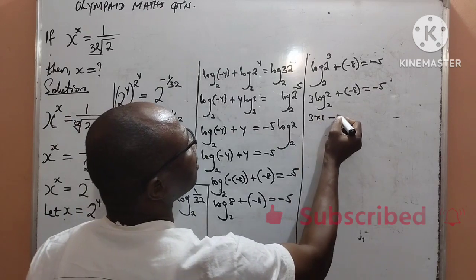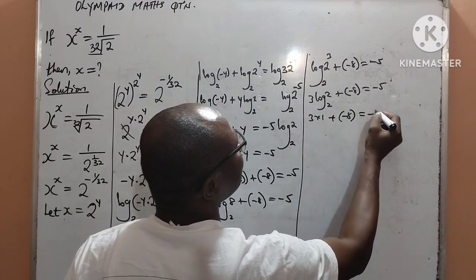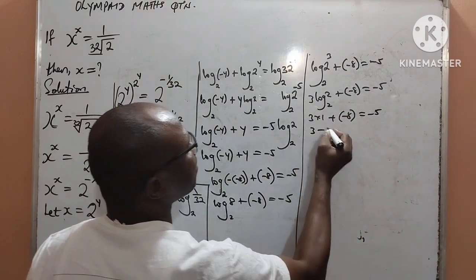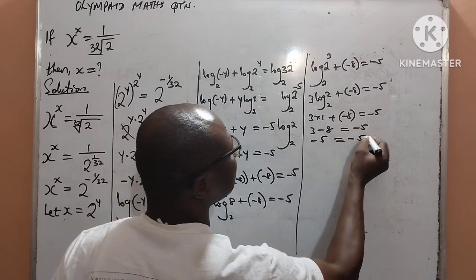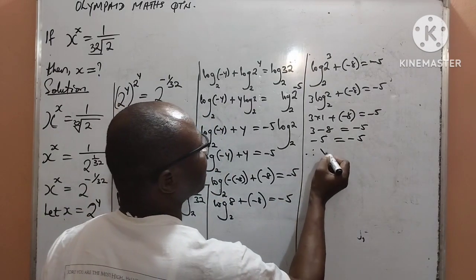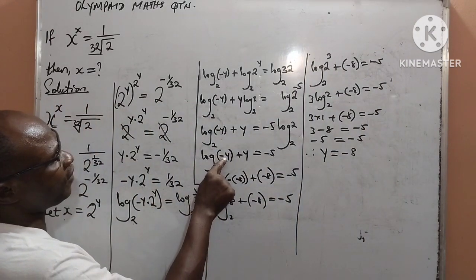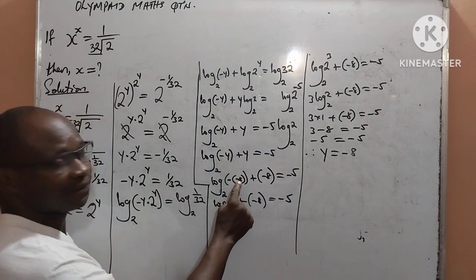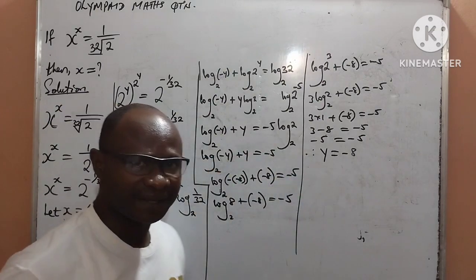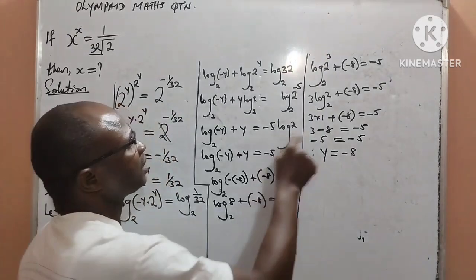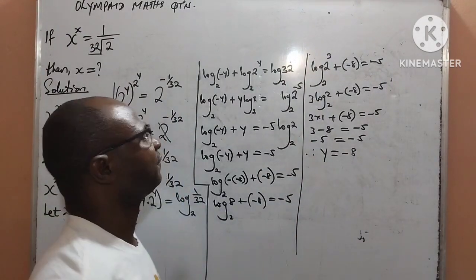This is 3 times 1 plus minus 8. We want to see if it is equal to minus 5. And this is 3 minus 8 equal to minus 5. So minus 5 is equal to minus 5. Implying, therefore, that y is equal to minus 8. So when we make the value of y to be minus 8, we will get exactly the left-hand side to be equal to the right-hand side, minus 5. Making the value of y minus 8 a true and valid value.